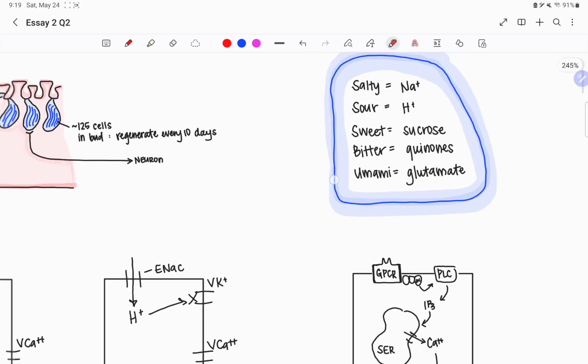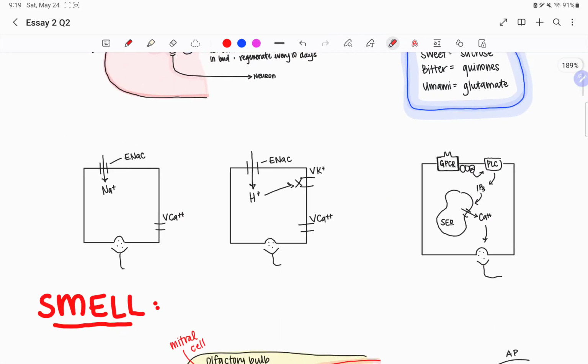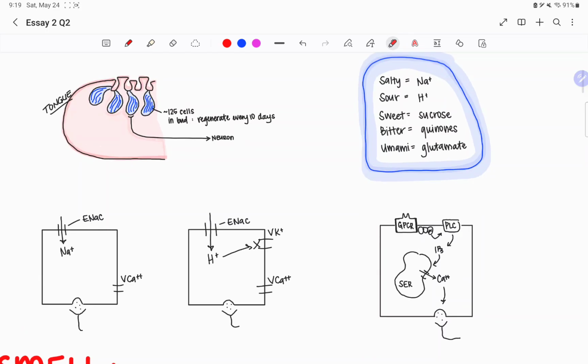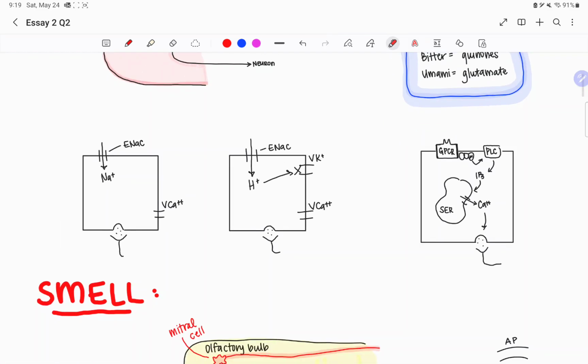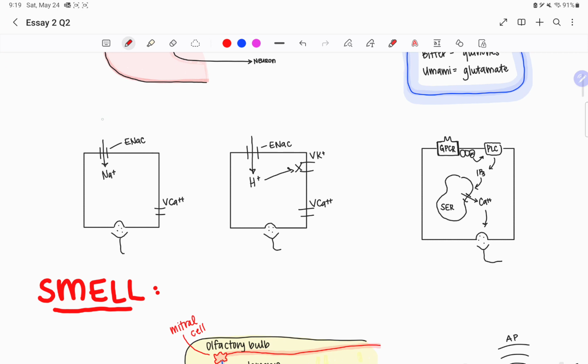Okay, so we're going to talk about how the chemoreceptors work, because they're activated by chemicals. These receptors are all chemical based. So for this one, this is the salty. Whoa, that's really big. Excuse me, salty. And this is the sour.